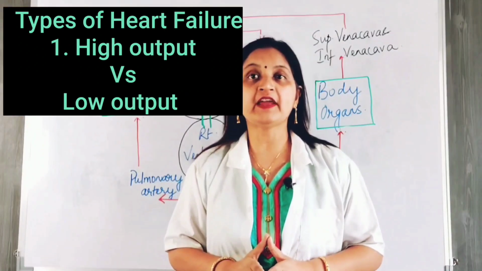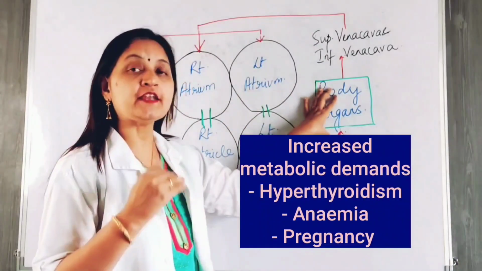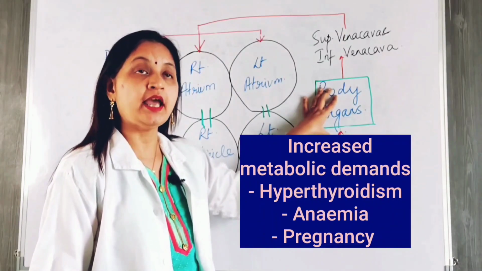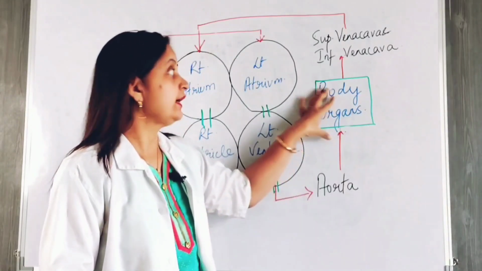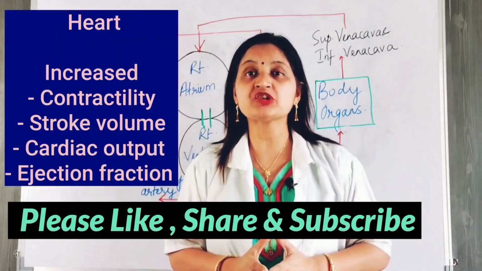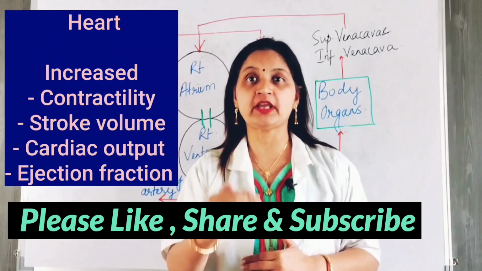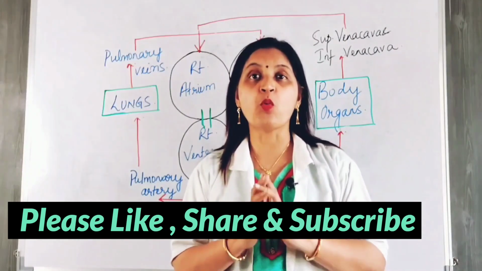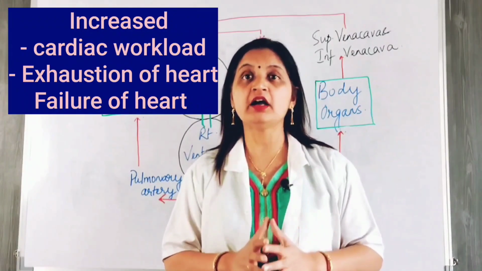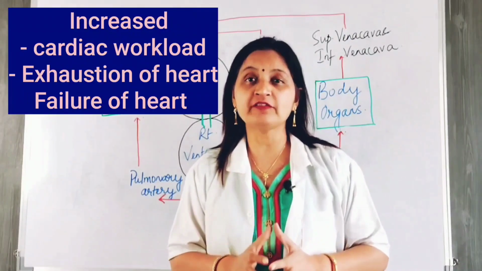In high output heart failure, the heart is healthy and normal, but the metabolic demands of the body are very high in situations such as hyperthyroidism, anemia or pregnancy. To meet the metabolic requirements, the heart muscle has to pump harder, with a more forceful contraction. The contractility increases, the stroke volume, cardiac output and ejection fraction increase, and this increases the workload on the heart. As the workload and strain on the heart increase, eventually over a period of time there is exhaustion of the heart.